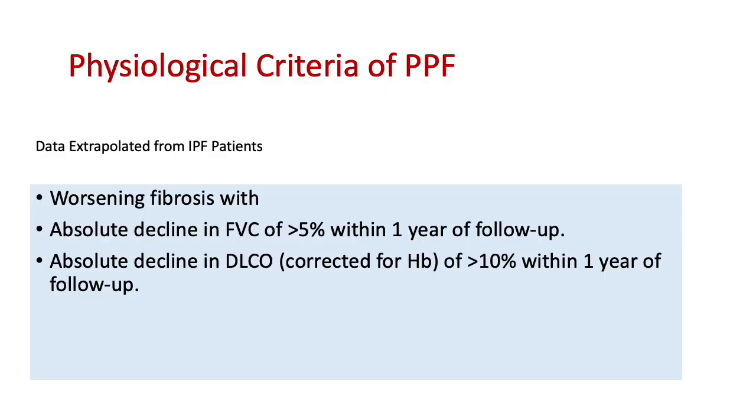Coming to the physiological criteria, we've already discussed that it involves worsening. So worsening can really be defined physiologically in the form of lung functions mostly, right? So for lung functions, they have defined two criteria. One is FVC decline of more than 5%, and the other is DLCO, which is the corrected DLCO, decline of more than 10%. Now both of these have to happen within a year of follow-up.